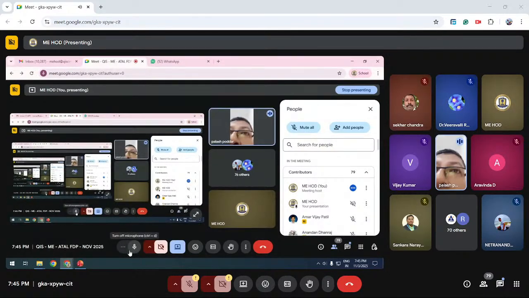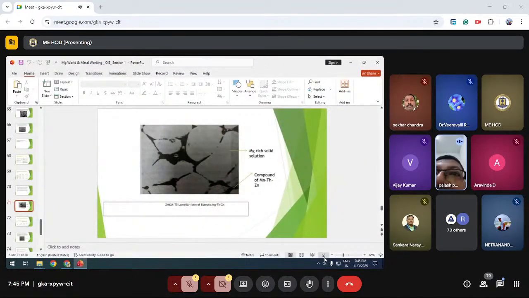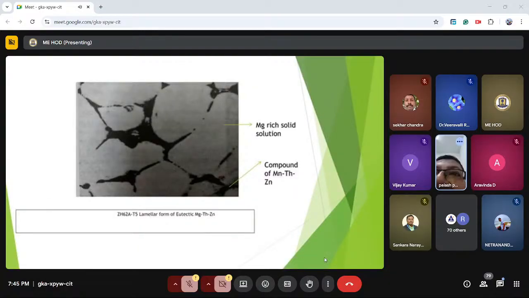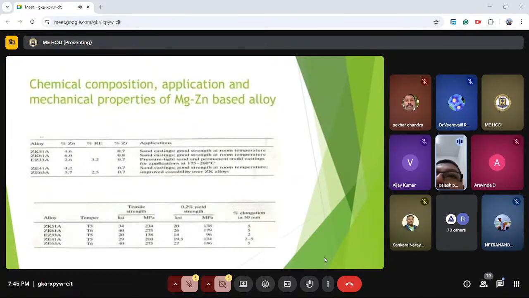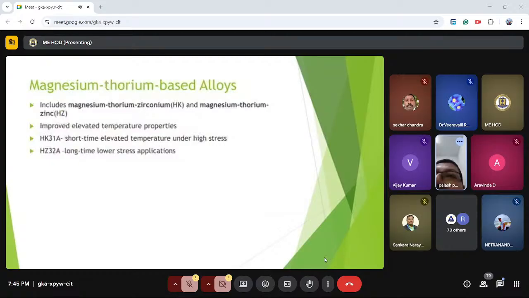Next, the magnesium-zinc-zirconium and magnesium-zinc-thorium casting alloys. These are magnesium-zinc based alloys. Zirconium is added for grain refinement, to increase the mechanical properties. Zinc control is important, as it causes microporosity inside the casting and hot cracks. So thorium and rare earth metal are added to improve mechanical properties.